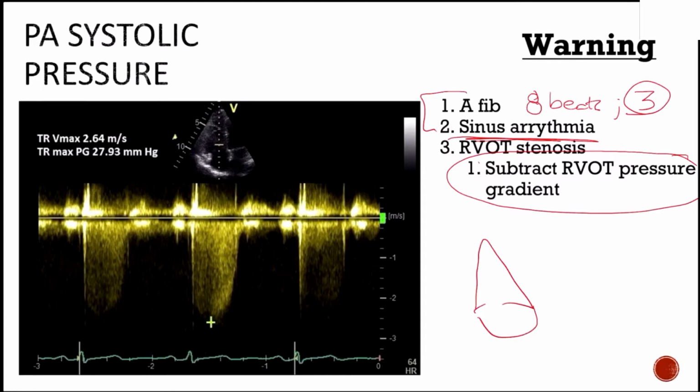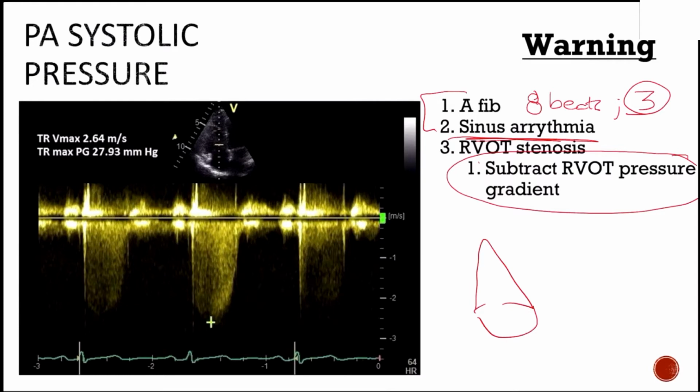from our true calculation. So let's say you have a gradient of 36 millimeters of mercury across the pulmonary artery, because it's stenotic, but you calculated your PA systolic pressure based on your tricuspid regurgitation as 76, let's say. You need to take that 76, which is what you think your PA systolic pressure is, but take away the stenotic component, so subtract 36 from 76, giving you a PA systolic pressure of 40. So that's an important thing.